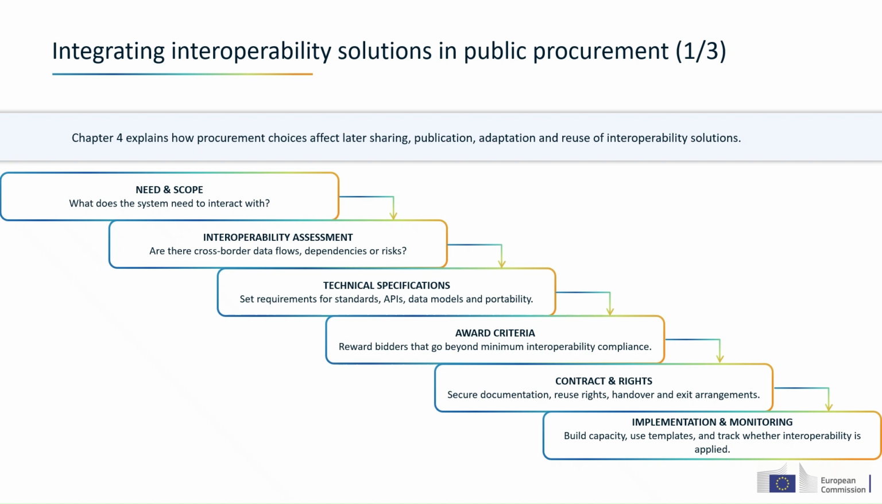This is linked to Chapter 4 of the guidelines. Chapter 4 starts from a very practical point, namely that interoperability is often decided long before a system goes live. It is decided when certain decisions are taken, when the public authority defines its needs, drafts the specifications, evaluates offers, and signs the contract. This slide shows that logic as a sequence. First, the authority defines the need and scope. That means what systems, data flows, and organizations the new solution must interact with.